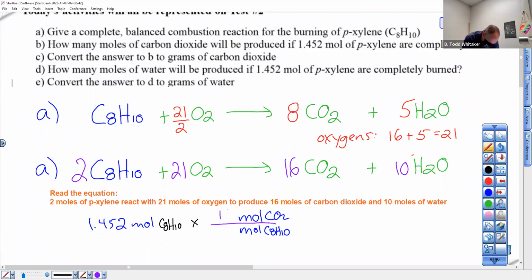16 in front of CO2. Where'd I get that from? The balanced chemical equation. And what goes in the moles C8H10? 2. Okay, and what are those two numbers called? Coefficients. What is their only use? This is perfect. Converting moles of one substance in a balanced equation to moles of another in the same balanced equation. Nice job. And I think that's the answer right here.